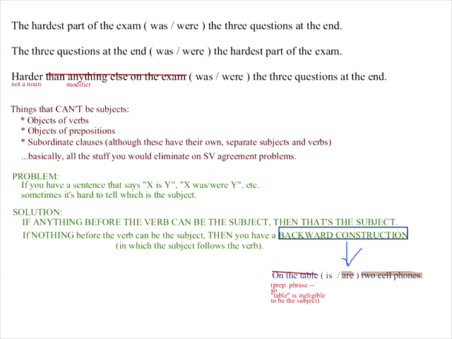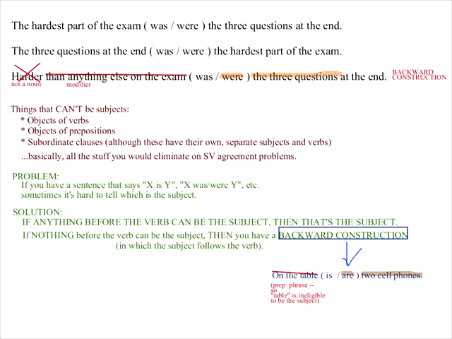So there's nothing in front of this that can be the subject. Because there's nothing in front of the verb that can be the subject, we are forced into a backward construction. And so the subject, as many of you pointed out in this case, is the three questions at the end. So the three questions in particular. And so the harder than anything else on the exam were the three questions at the end.